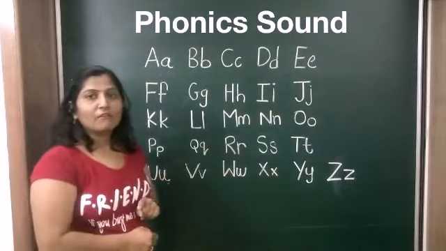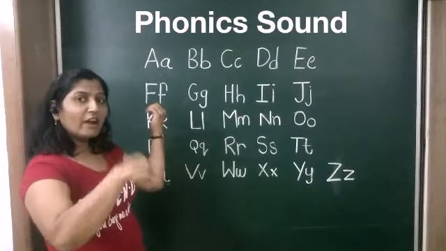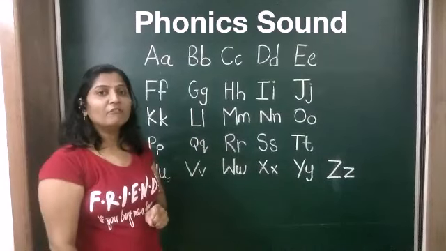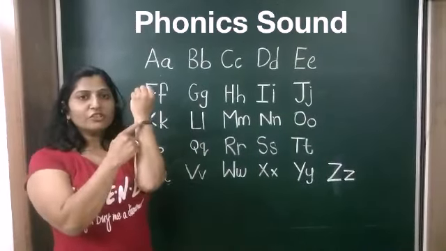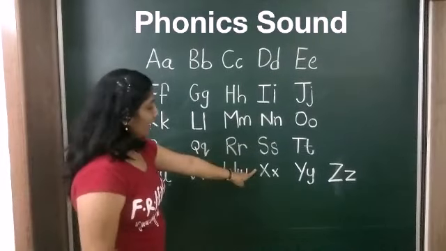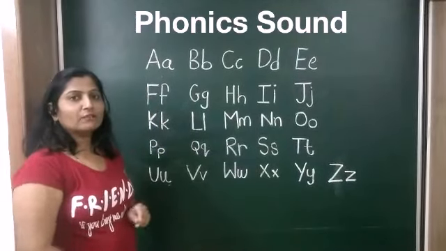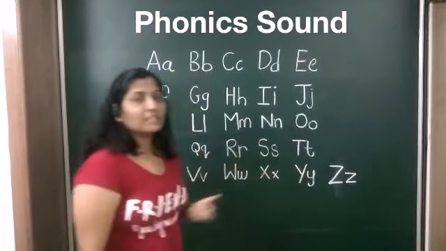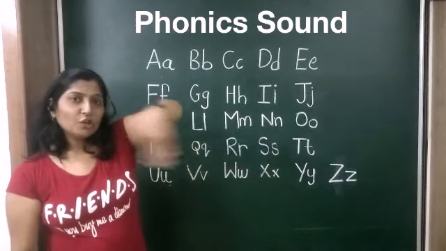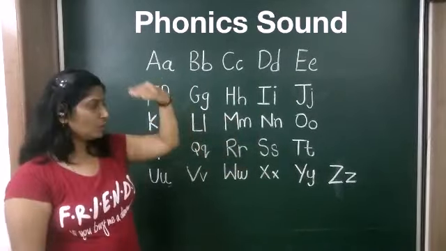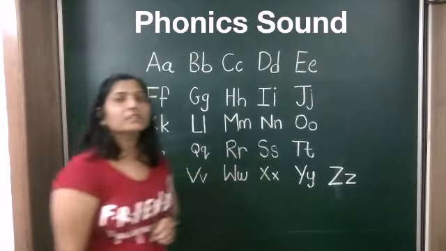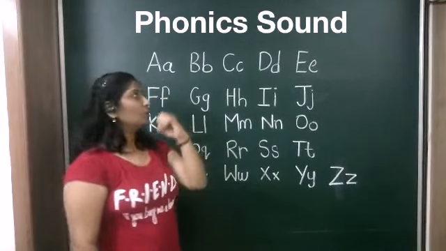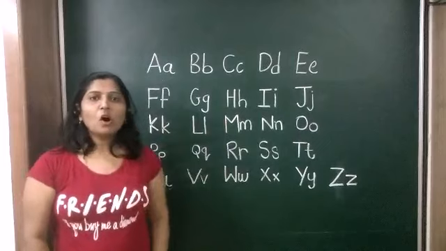V says V for violin. W says W for watch. X says X for xylophone. Y says Y for yo-yo. Z says Z for zero. So these are the sounds of all alphabets.